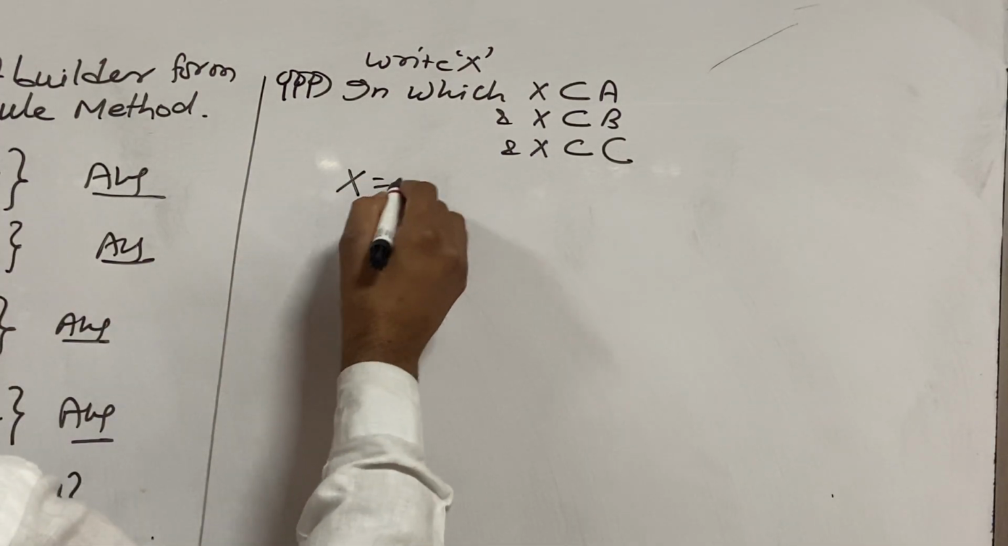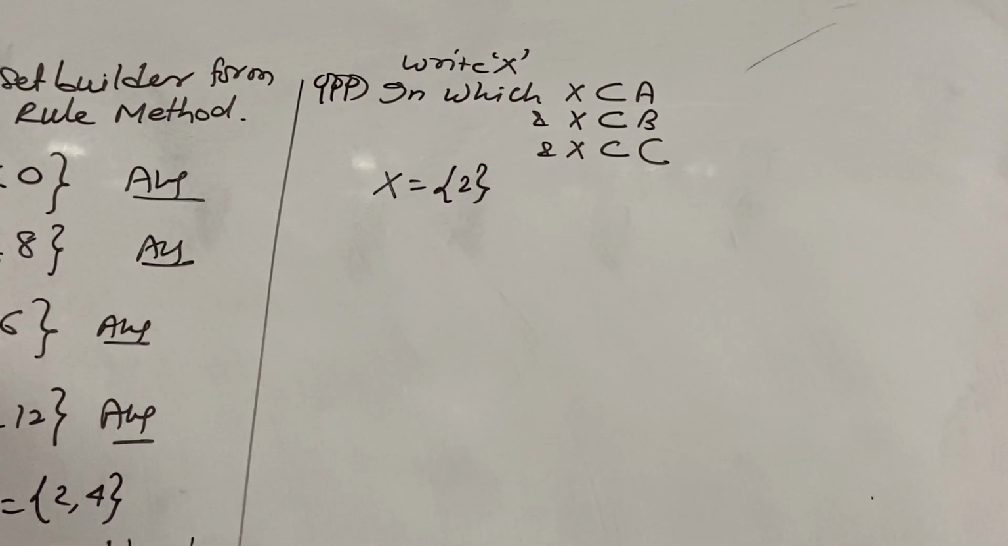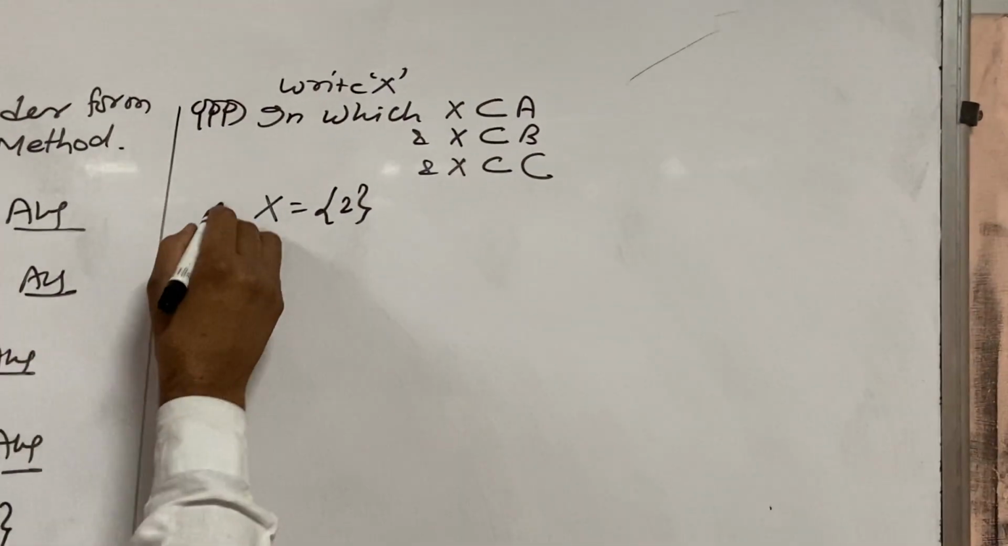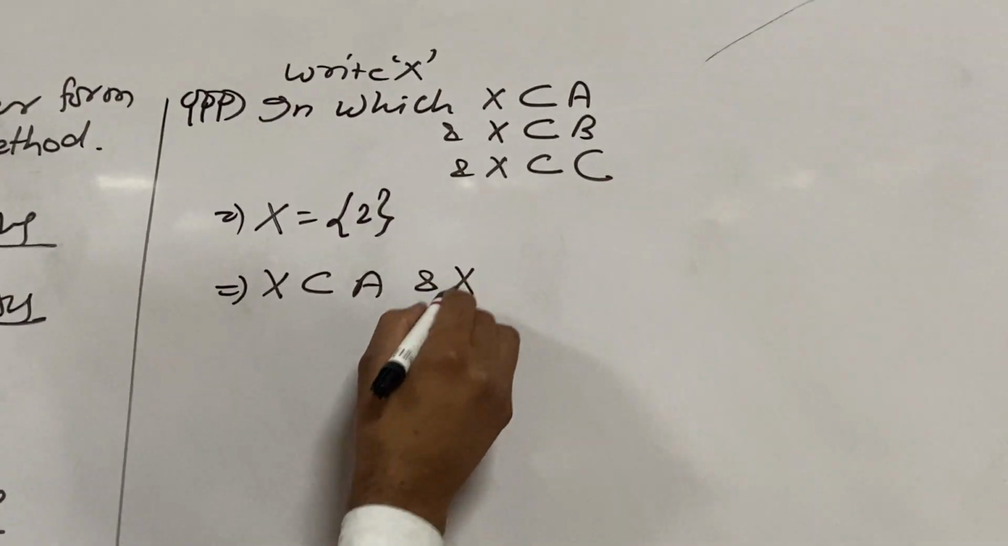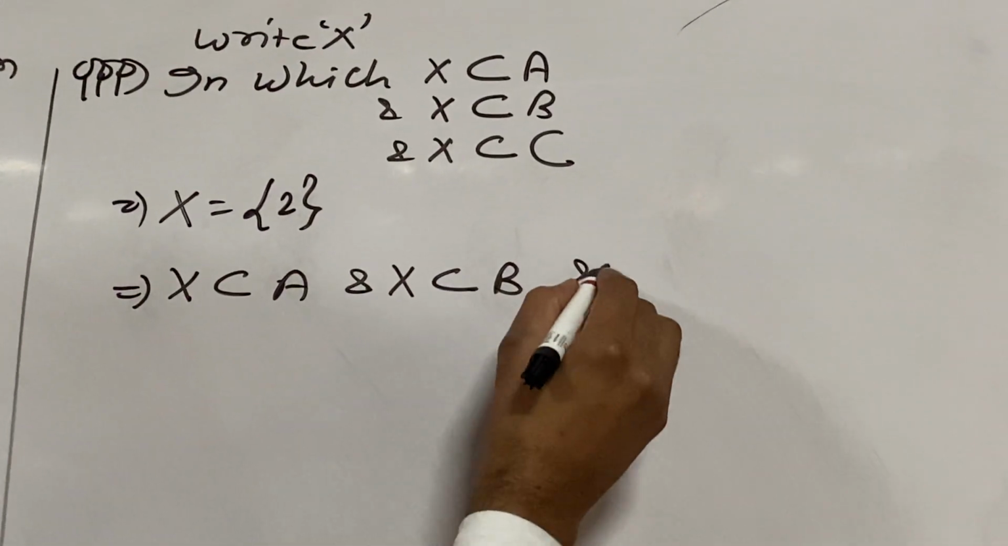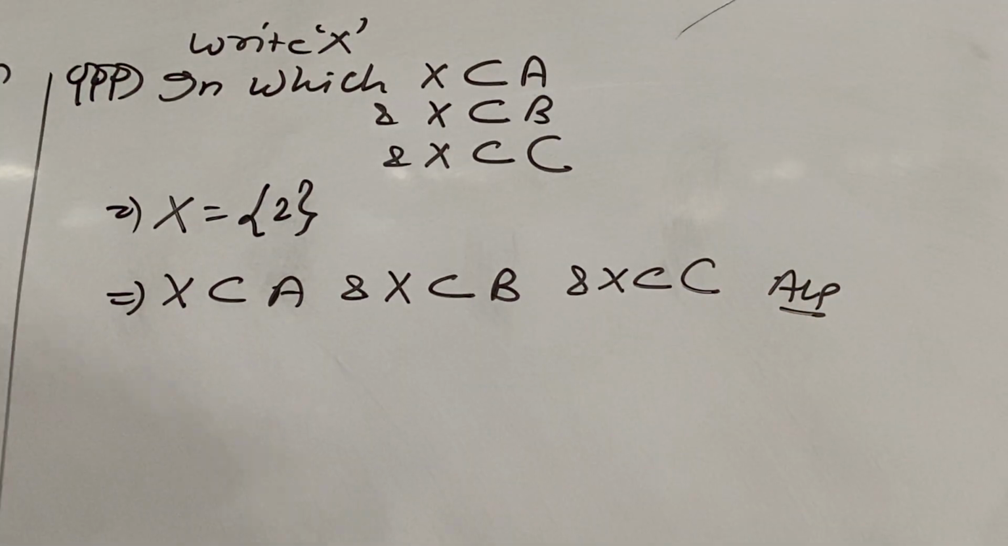So you can write X equal to 2. 2 lies in A, 2 lies in B and 2 lies in C. So X is a proper subset of A, X is a proper subset of B, and X is a proper subset of C. That is the answer.